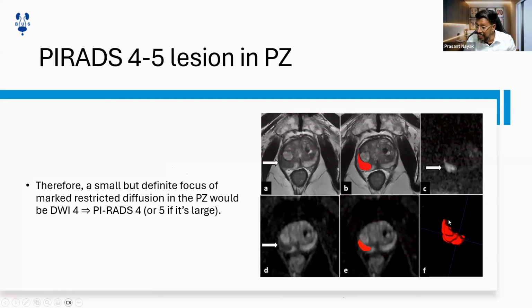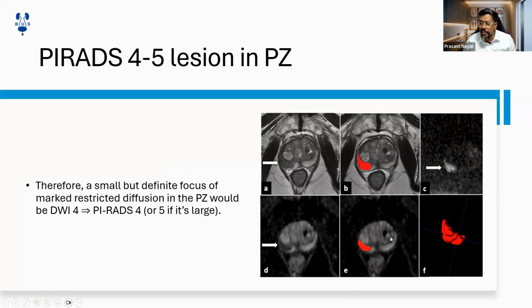So this is a 3D rendering. Some of the newer machines are able to give you 3D volumetric analysis. This is only in one cut, the E, but the F is showing a complete 3D rendering. This entire area is the prostate cancer area, which is marked by an MRI. So this is again based on the size, it is PI-RADS 4 or 5.